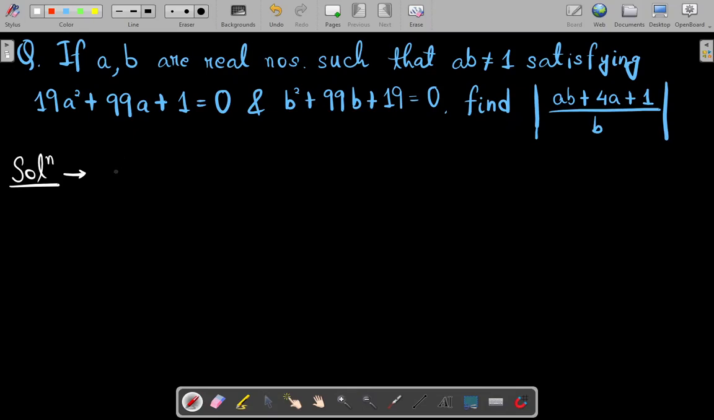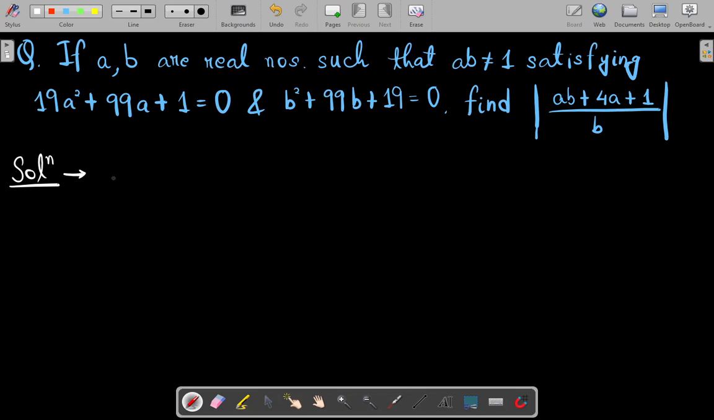Hello everyone. In this question, it is given that a, b are real numbers such that ab is not equal to 1, satisfying the relations 19a² + 99a + 1 = 0 and b² + 99b + 19 = 0. Then we have to find the absolute value of (ab + 4a + 1) divided by b. Okay, so let us start.